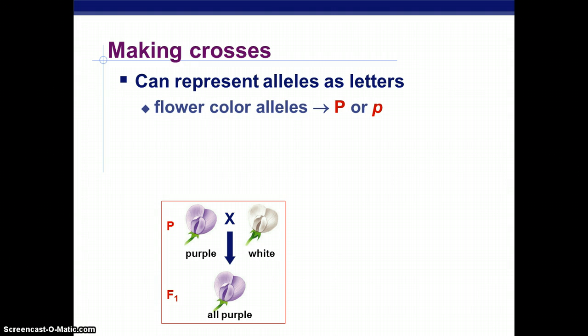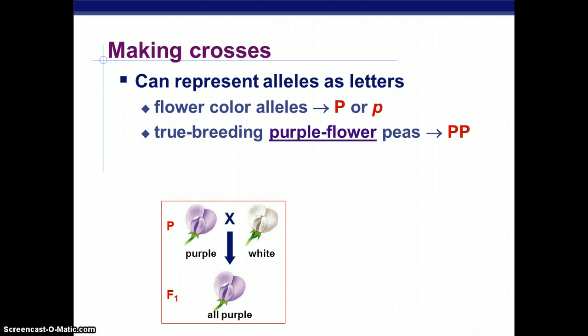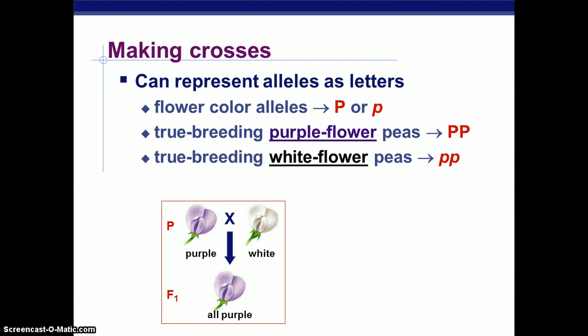These alleles can be represented as letters. So for this case, we have flower color alleles that are either big P or little p. True breeding purple flowers are dominant. They are homozygous dominant, meaning they have two big P's. True breeding white flowers are recessive, so they would be homozygous recessive, or have two little p's.